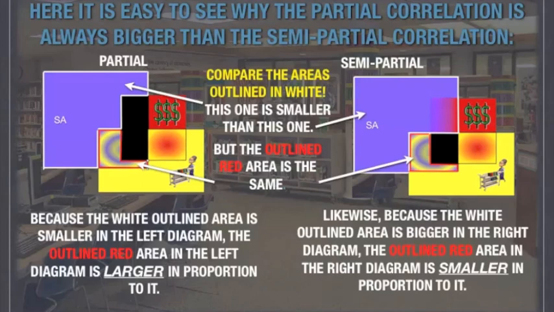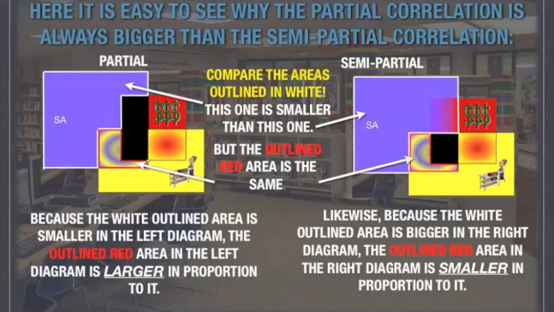Here, it is easy to see why the partial correlation is always bigger than the semi-partial correlation. Compare the areas in these two pictures that are outlined in white. On the left side, the purple area is smaller than on the right side, where the purple area is larger. But the outlined red area in both of these diagrams is the same.